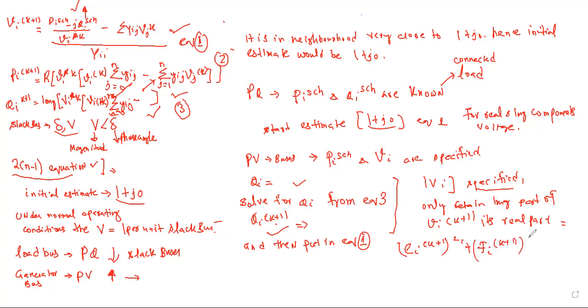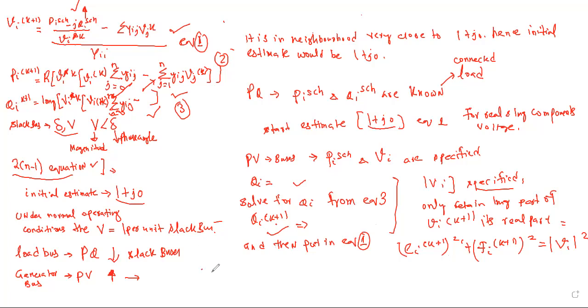This term is equal to V_i squared. I will explain, don't worry, where this formula came from. This is the standard form of the formula, and I am just trying to calculate the error. Here E_i^(k+1) and F_i^(k+1) are the real and imaginary components of the voltage, basically. This is the form of C.